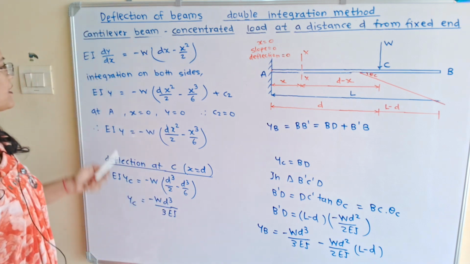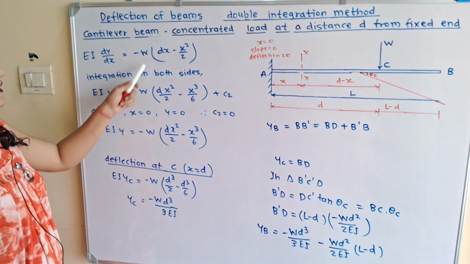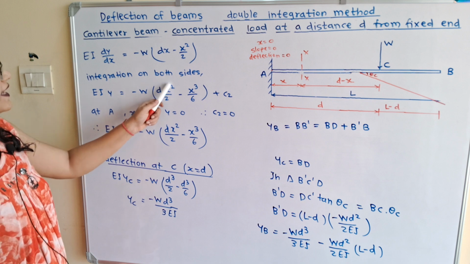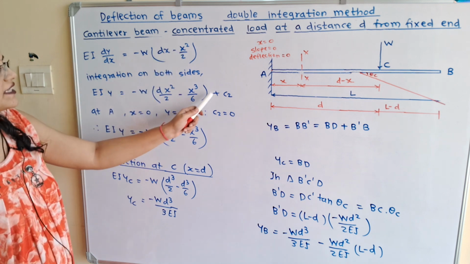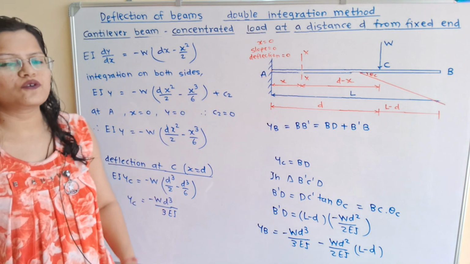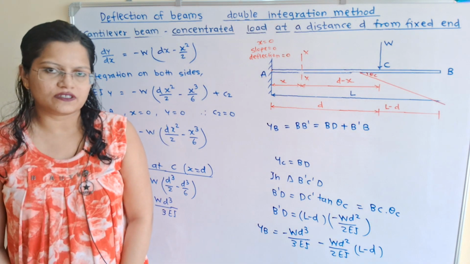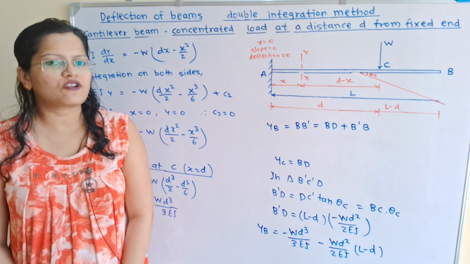So the equation will become EIy is equal to minus W inside the bracket dx square by 2 minus x cube by 6 plus c2, where c2 is the constant of integration. So how to find out the value of c2?